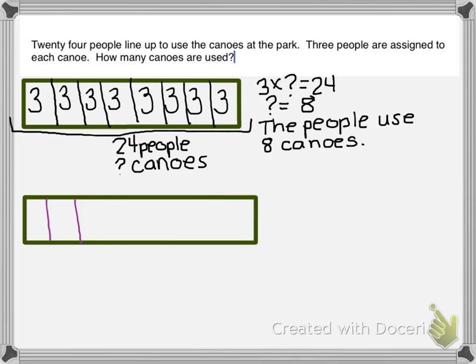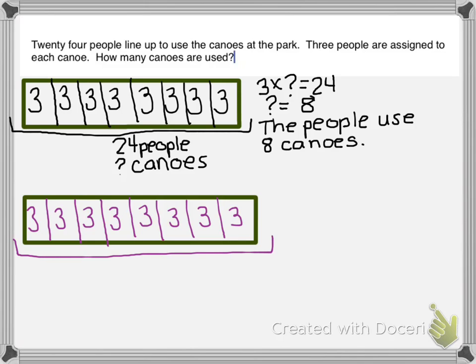So our tape diagram is going to look the same. There are still going to be 3 people in each canoe. And there's still 24 people in all. But this time, instead of a question mark, I'm going to use the letter C for canoe.